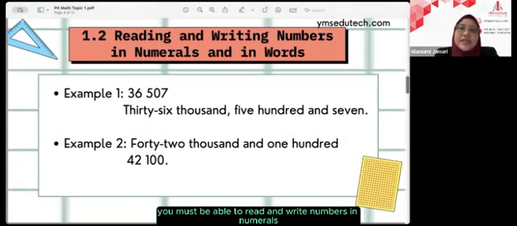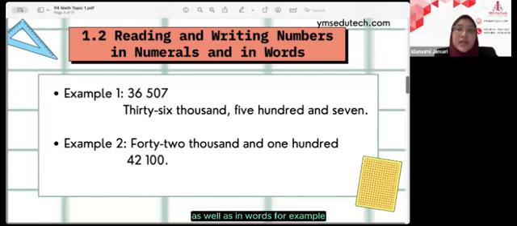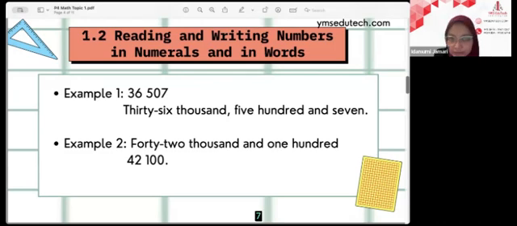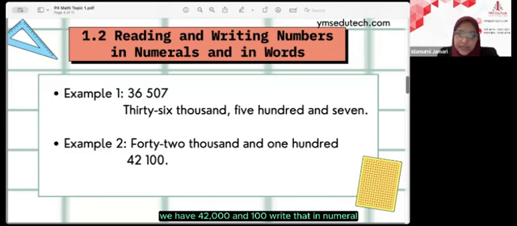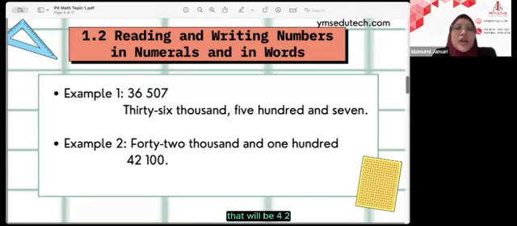Students, you must be able to read and write numbers in numerals as well as in words. For example, if we have 36,507, identify the places for each digit and write down the words for this number. So that will be thirty-six thousand, five hundred and seven. Second example, we have forty-two thousand, one hundred. Write that in numeral, that will be 42,100.